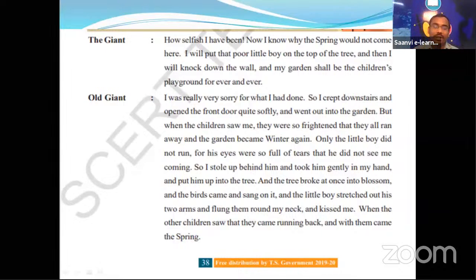When the children entered, the birds came and started singing there. The hail, the north wind, the frost, the snow, they all went away from the garden. And the children started playing in the garden. The trees started to blossom. They broke at once into blossom.